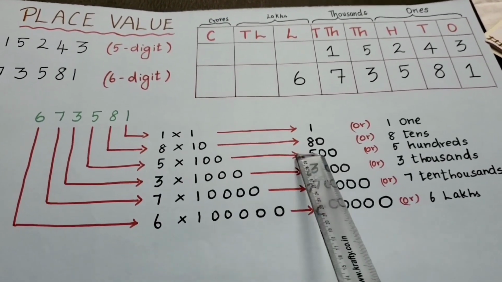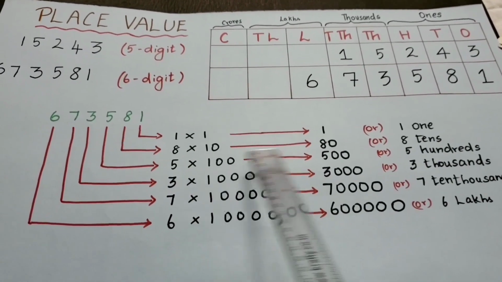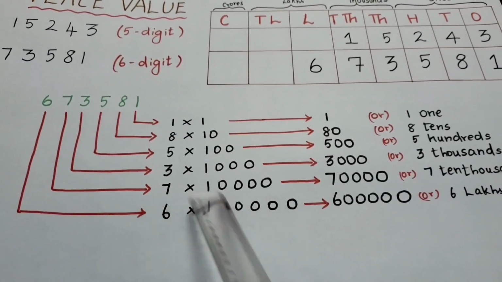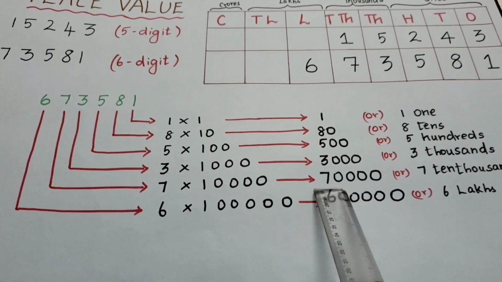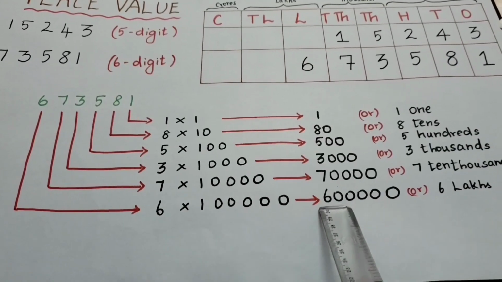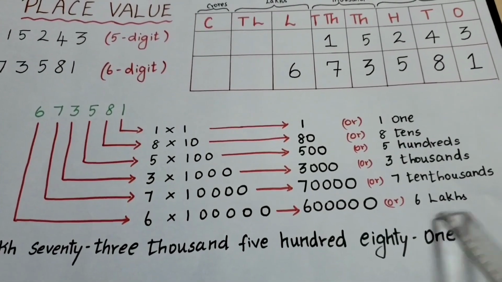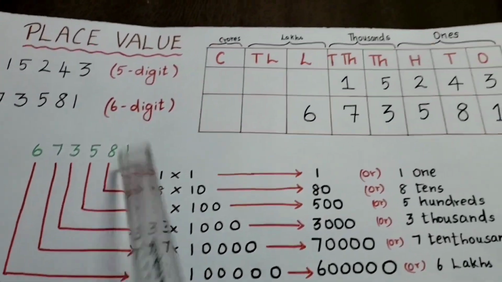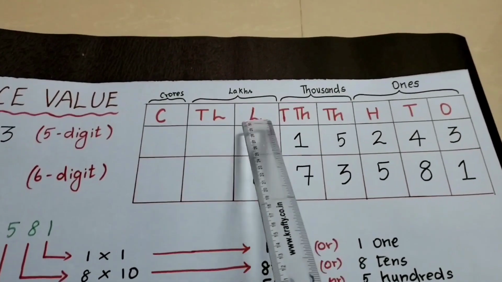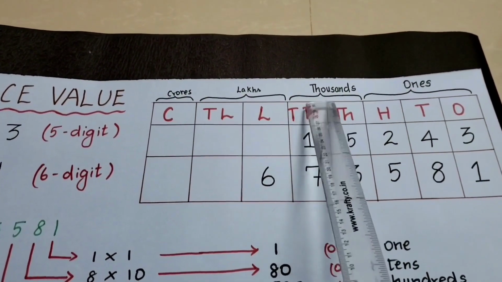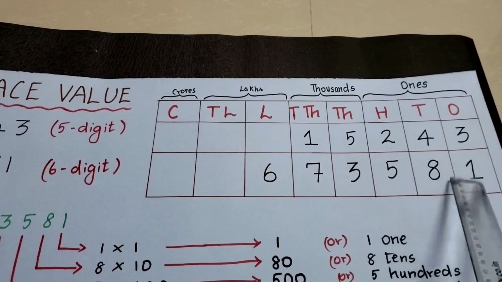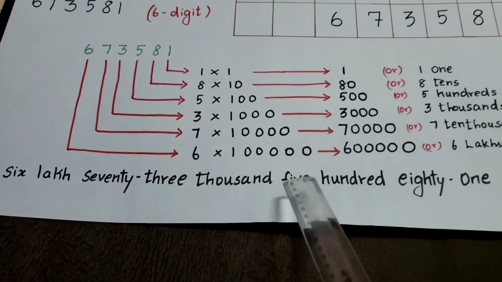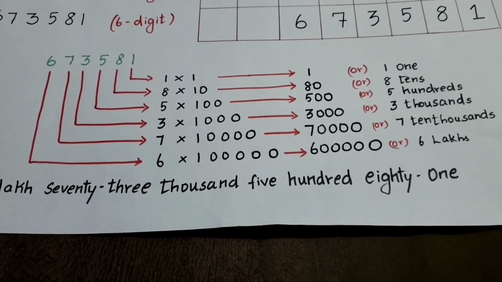That is 1. 8 into 10, that is 80. 5 into 100, that is 500. 3 into 1000, 3000. 7 into 10,000, it is 70,000. 6 into 1 lakh, that is 6 lakh. Let's see how to represent this number in words. 6 lakh 73,581. Here I have written in words: 6 lakh 73,581.